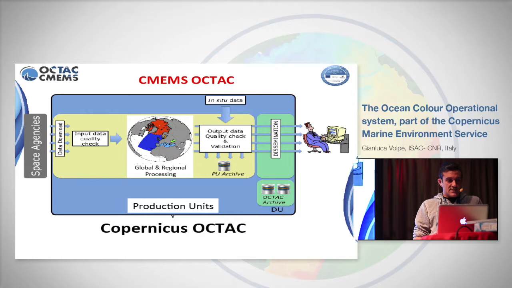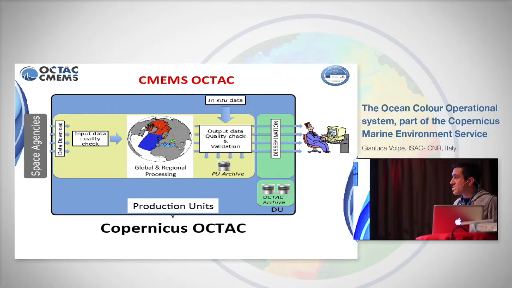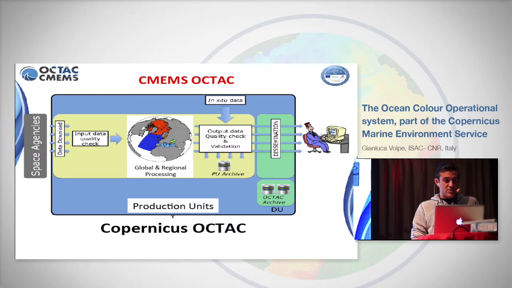So the CMEMS OSTAC basically downloads data from the space agencies, checks them for quality before ingesting them into the global and regional processing systems. Then the outputs are also quality checked before being stored and disseminated to users. So basically the OSTAC stands as a kind of bridge between the space agencies and you guys.